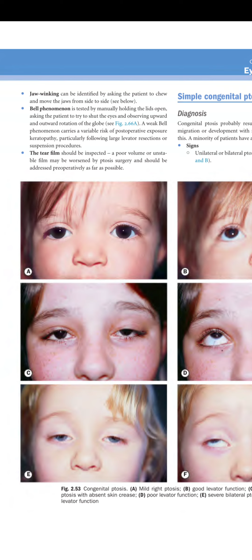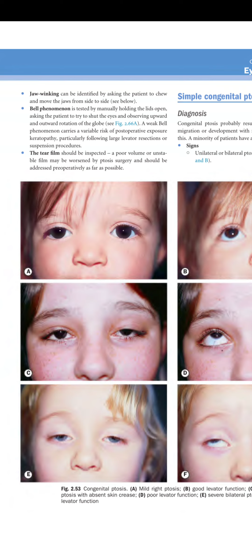A weak Bell's phenomenon carries a variable risk of post-operative exposure keratopathy, particularly following large levator resection or suspension procedure. So why is Bell's phenomenon important? Basically, it is important for the post-operative care. For example, if the patient has a poor Bell's phenomenon, there can be the risk of exposure keratopathy in those patients. So that is why Bell's phenomenon is important.